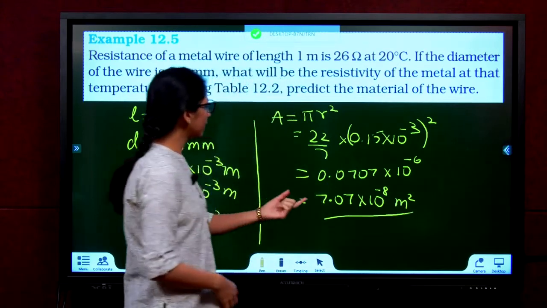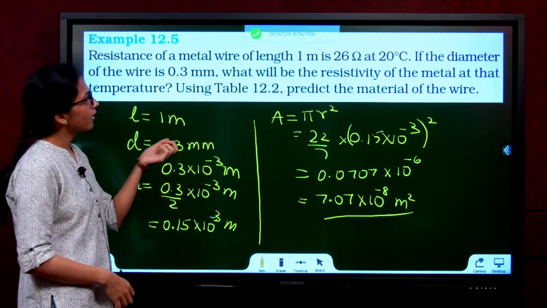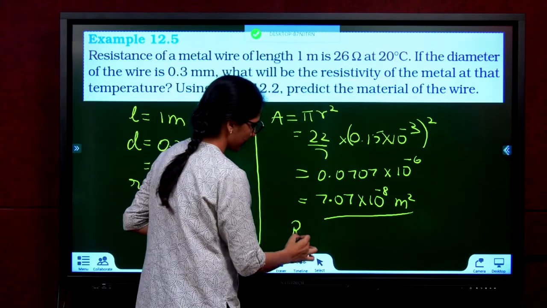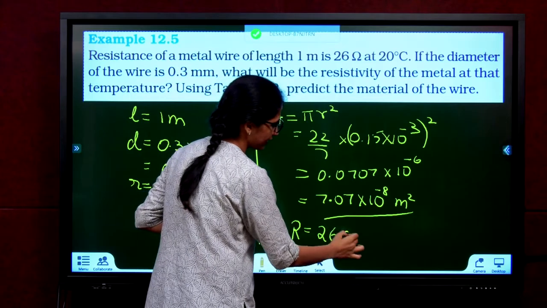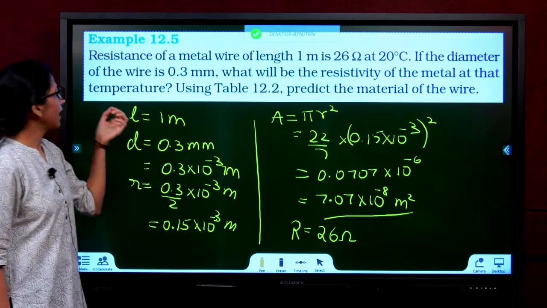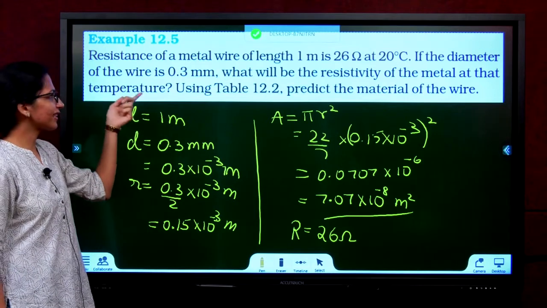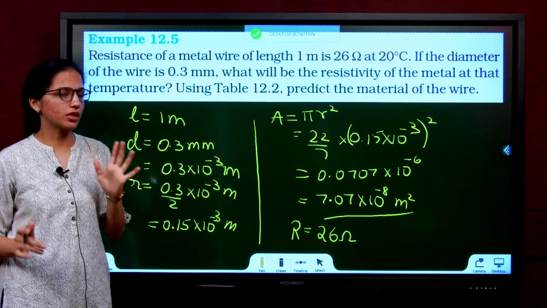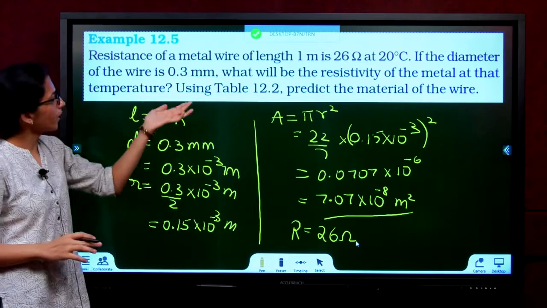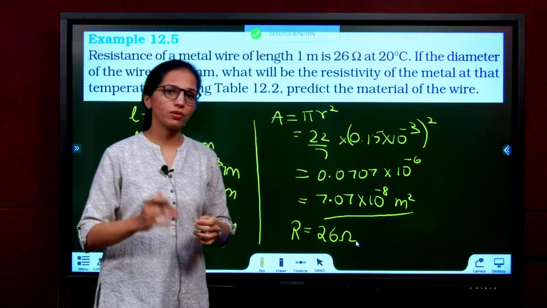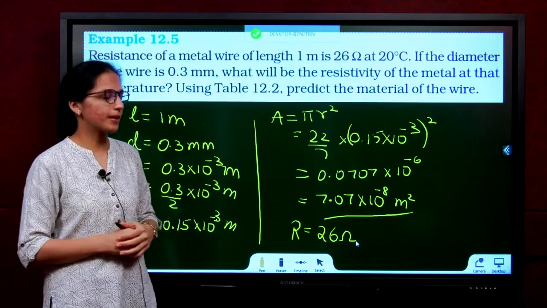Now we have the area, we have the length. They've given resistance in the question as 26 ohms. You have to find the resistivity of the metal at that temperature. Why are they saying that temperature? Because if temperature changes, resistance and resistivity both will change. That is just extra information. Using table 12.2, predict the material of the wire. First we will get the resistivity, then we will predict it.